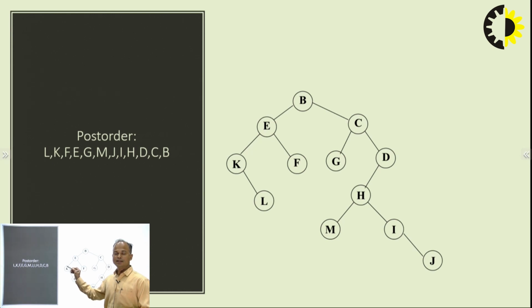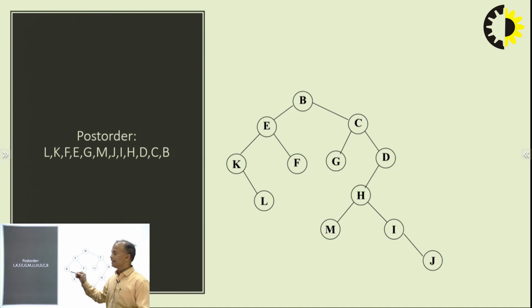We are here, no left part, so visit the right part. So we have visited the L. After L, we are visiting the K. What does it mean? The left part does not exist, and the right part does not exist either. We have visited L, then visit the root. So we have visited L followed by K.